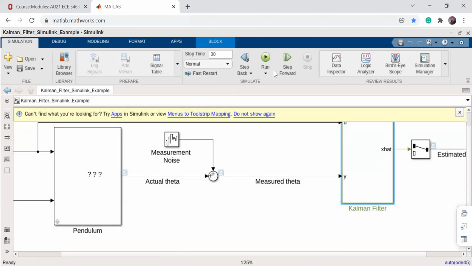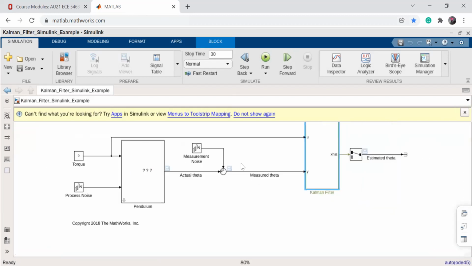Probably working online in Simulink is not the best idea. Just want to show you the plot, what to expect from it.